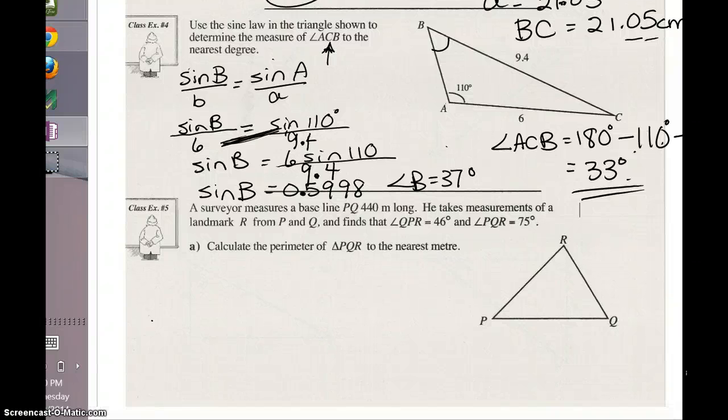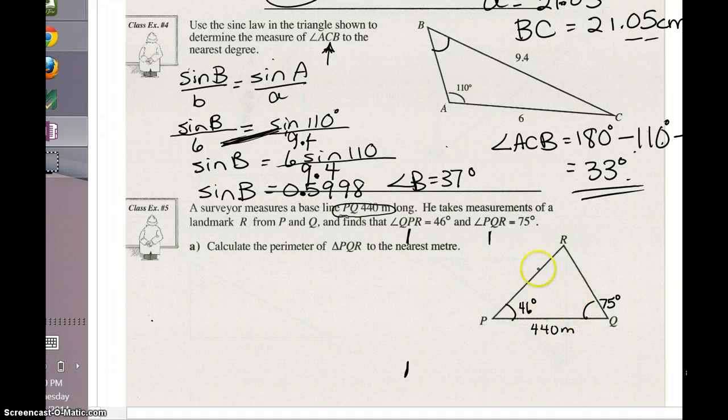Okay, now next one, we are going to calculate the perimeter. Perimeter, of course, is just the outside lengths. Let's fill in this triangle initially with what they are giving us. They tell me that angle P right here is going to be 46 degrees. We also know that angle Q is going to be 75 degrees. The only other thing they've given me is the baseline PQ is 440 meters. So PQ is 440 meters long.